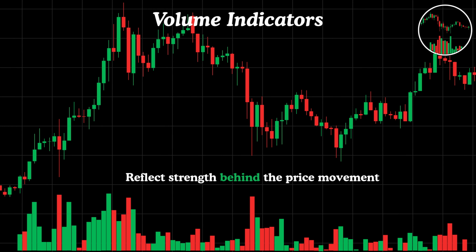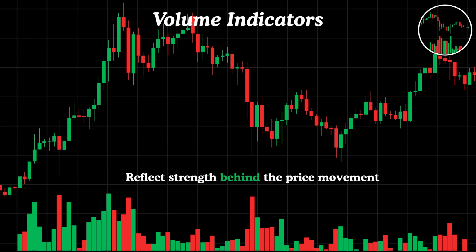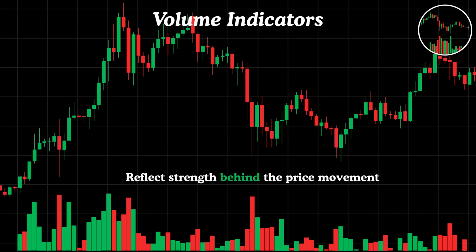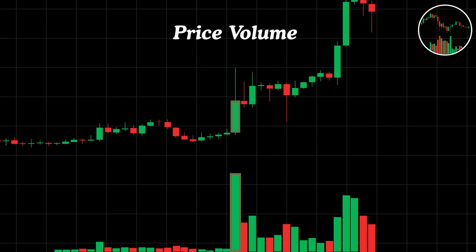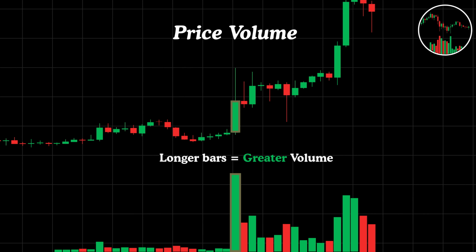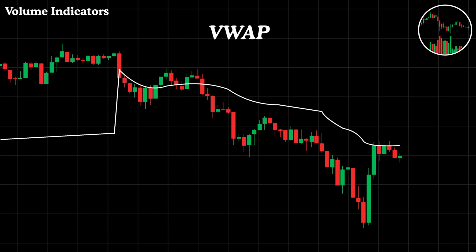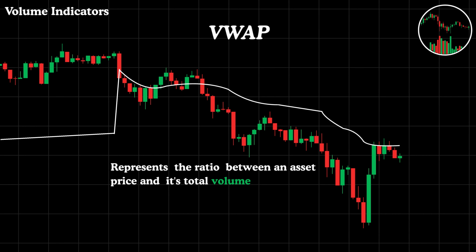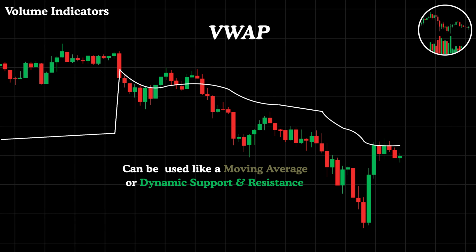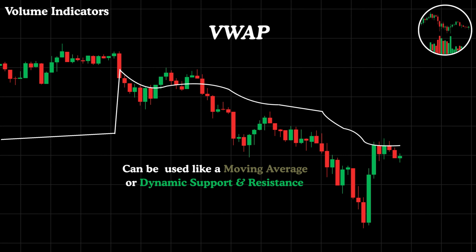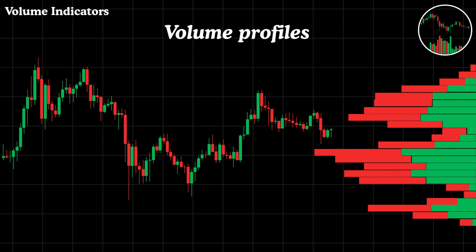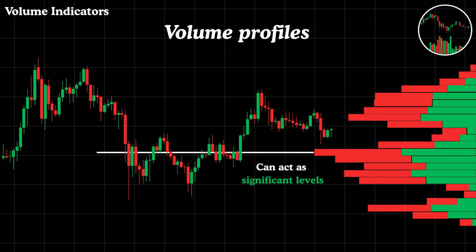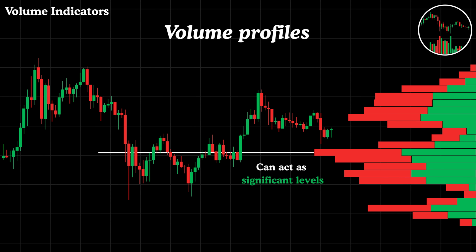Volume indicators are tools that reflect the strength behind price movements by analyzing trading volume. Commonly used volume indicators include price volume. This shows the volume associated with each candle. The longer the bar, the greater the volume. Volume weighted average price, VWAP. It represents the ratio between an asset's price and its total volume, and can be used like a moving average or as a dynamic support and resistance level. Volume profile. This plots volume bars horizontally, and these can act as significant levels for identifying potential entry points.